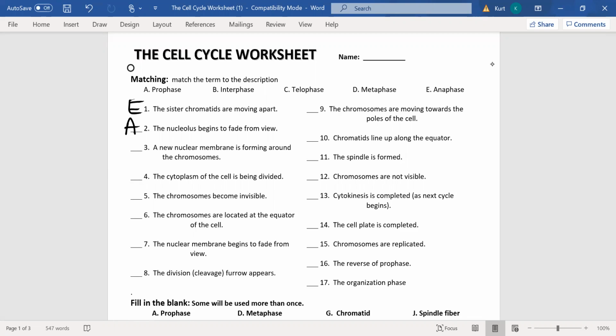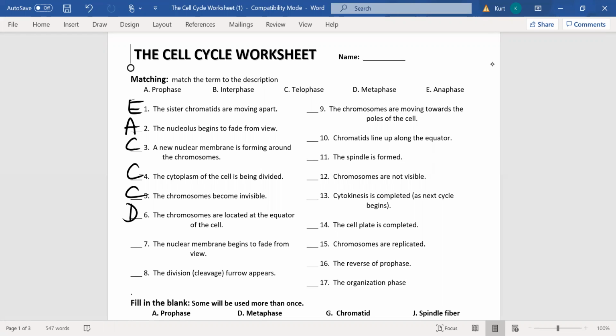Number three, a new nuclear membrane is forming around the chromosomes. That would be C, telophase. Number four, the cytoplasm of the cell is being divided. That would be telophase as well. Number five, the chromosomes become invisible. This suggests that you had chromosomes and now they're becoming invisible. That would be C, telophase. Number six, the chromosomes are located at the equator of the cell. Well, they're not going to say metaphase plate because that would give it away, but that would be metaphase.